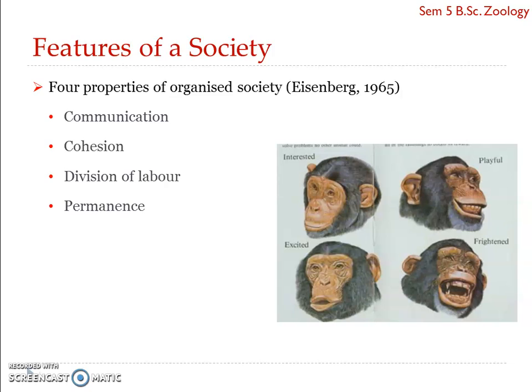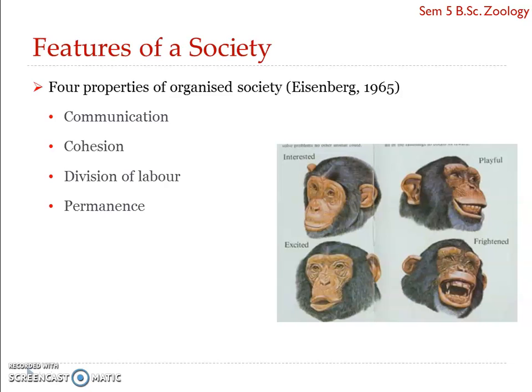For instance, facial expression along with vocalization in chimpanzees communicates various forms of emotions and messages. You can see over here, they make facial expressions along with sounds, hooting sounds or such kinds of sounds, to express their emotions. So here you can see four simple facial expressions shown by the chimpanzees to communicate their emotions.